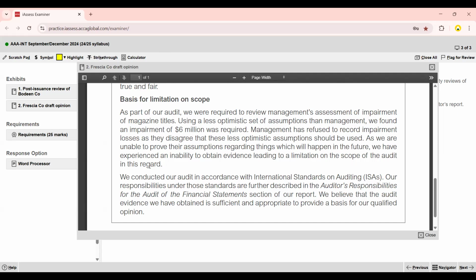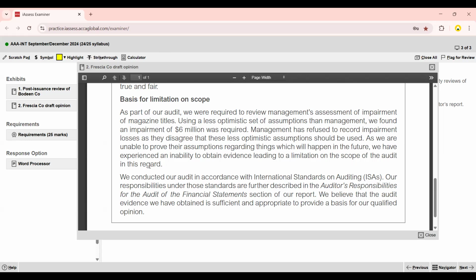required to review management assessment of impairment of magazine titles. Using a less optimistic set of assumptions than management, we found an impairment of $6 million was required. Management has refused to record impairment losses as they disagree that these less optimistic assumptions should be used, as we are unable to prove their assumptions regarding things which will happen in the future.